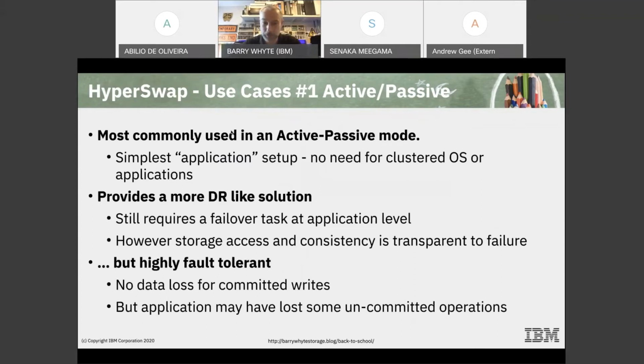But it is highly fault tolerant. You've got no data loss for any committed writes, but the applications may have lost some uncommitted operations. So if they were in the middle of processing something at the point that it failed, that hadn't actually made it to the storage yet, then there might be some consistency checks that need to be run to reestablish and bring that application up. So that's the first use case, this active passive mode.